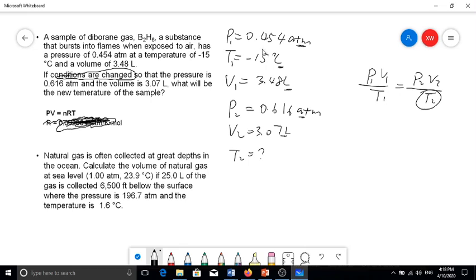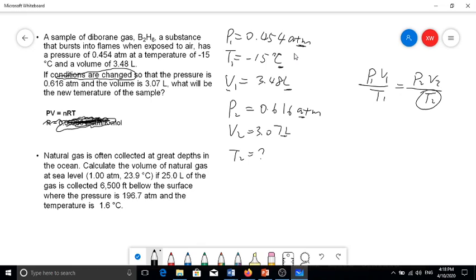For that reason, the units of pressure and volume can be a little bit flexible. But the temperature has to be in Kelvin. So you cannot use Celsius here for either T1 or T2. For pressure, you can have atm, torr, or millimeters of mercury. For volume, you can have liters or gallons. It doesn't matter. For temperature, it has to be in Kelvin.